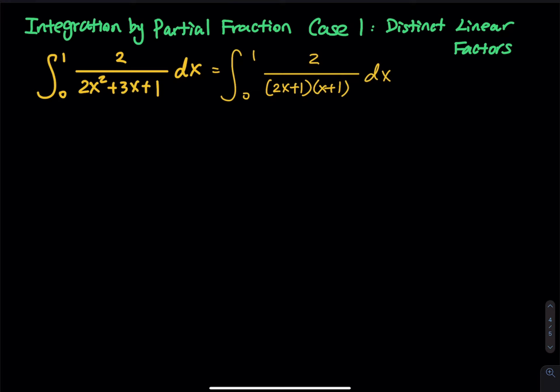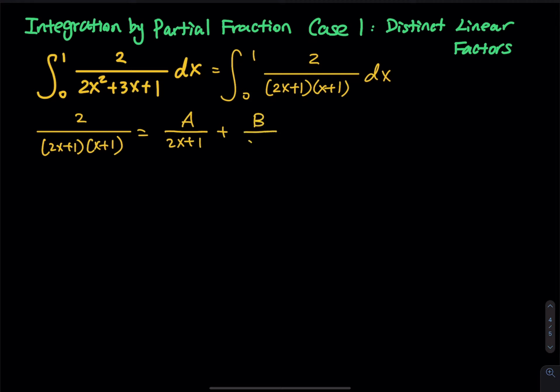And then, how about the partial fraction? So what we are going to do next is split up this fraction into two smaller fractions. Why? Because there are two distinct linear factors. Distinct means they are not the same. Linear, 2x plus 1 is a linear function, x plus 1 is a linear function. Alright, so we have 2 divided by 2x plus 1 times x plus 1, that equals a divided by 2x plus 1 plus b divided by x plus 1.